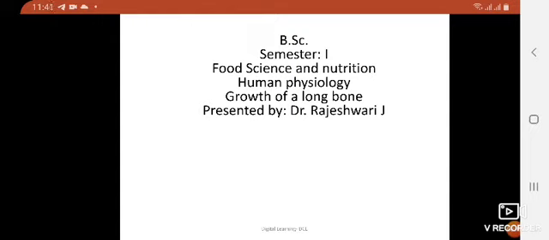The paper is Human Physiology. This is the continuation class of the first chapter under skeletal system. Now we will be studying the growth of long bone.